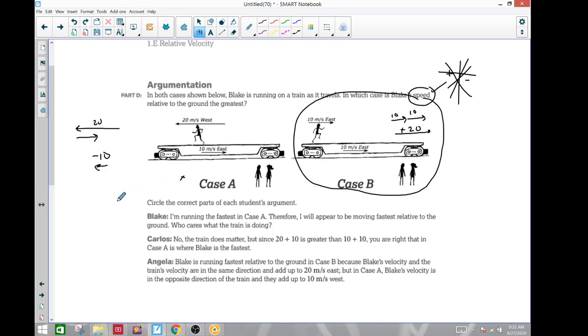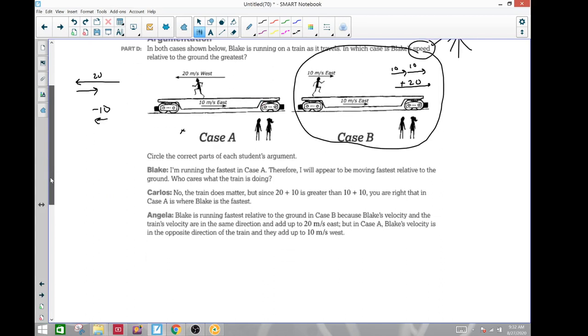All right, so circle the correct parts of each student argument. Okay, so Blake says, I'm running fast in case A, therefore I will appear to be moving the fastest relative to the ground, compared with the train. Well, he is moving the fastest in part A, I guess that's correct. He's moving fastest, like he's actually moving his legs the fastest. But relative to the ground, yeah, that's not so much.